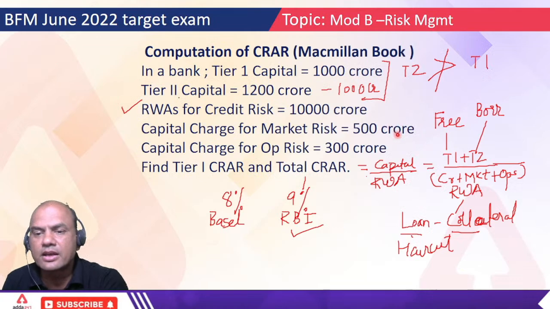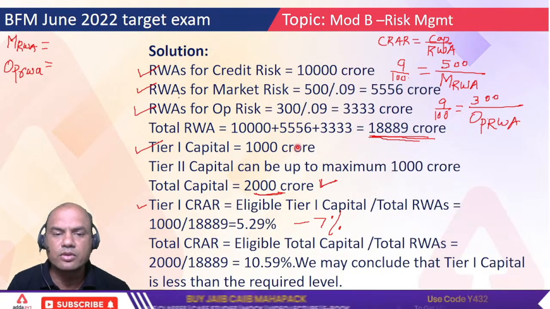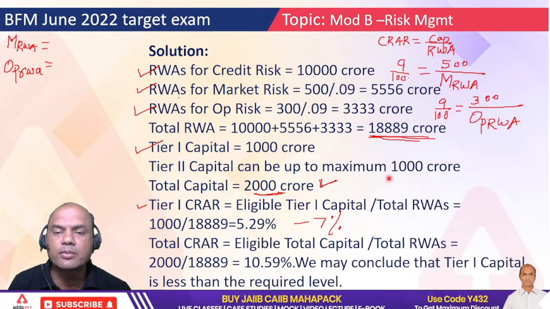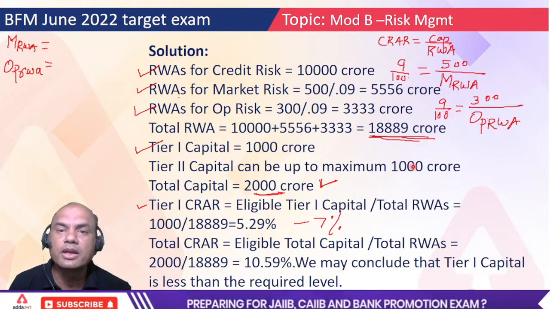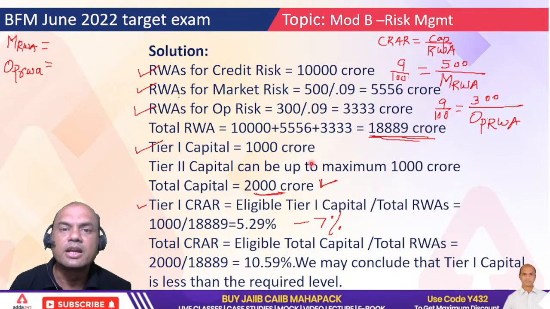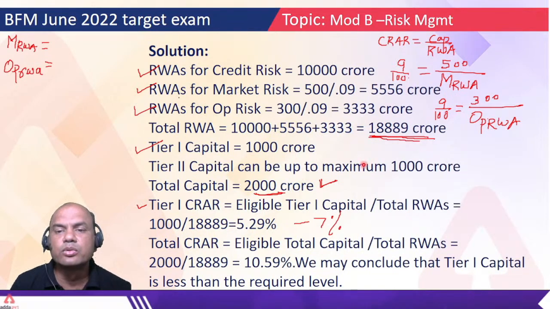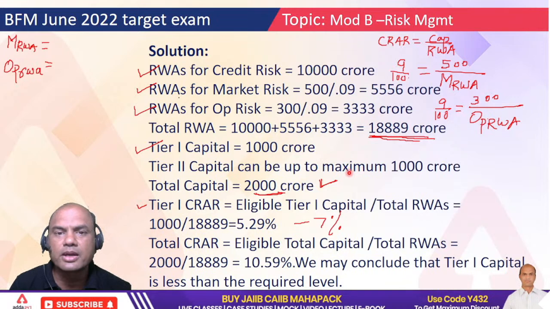Now what is the next target, capital? T1 and T2. So T1 is given as 1000 crores. T2 is given as 1200, but we can take maximum up to 1000 only. Why? Because T2 cannot be greater than T1. Everyone type this. T2 should be equal to T1 maximum. Everyone must know this.